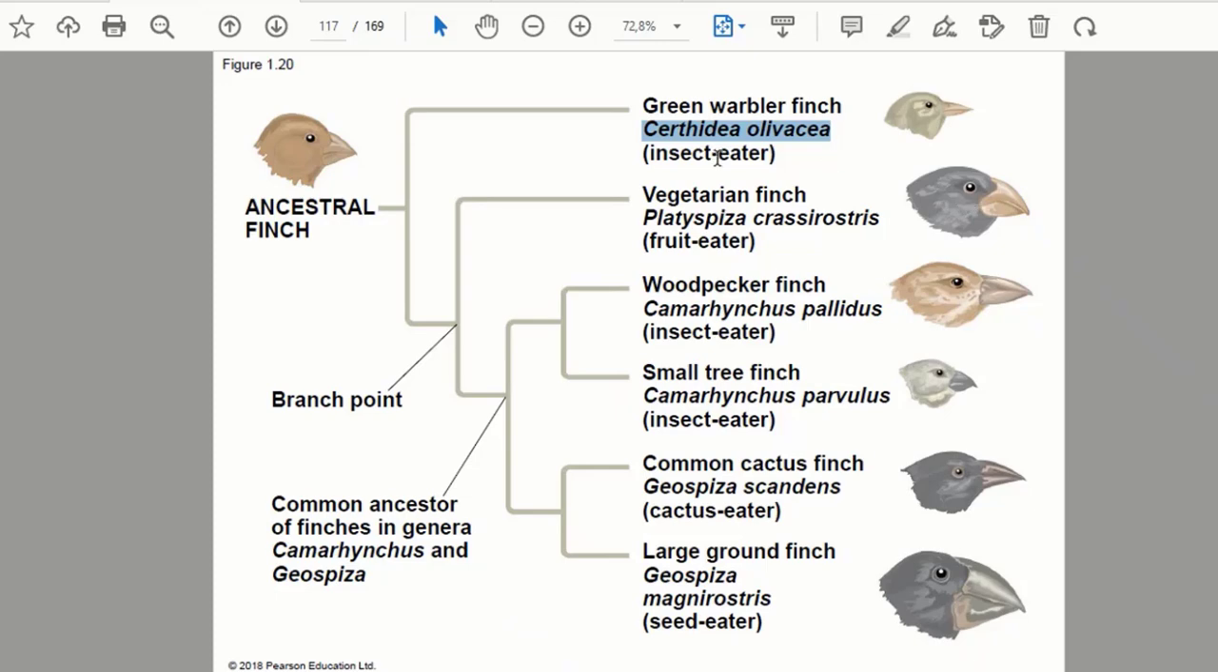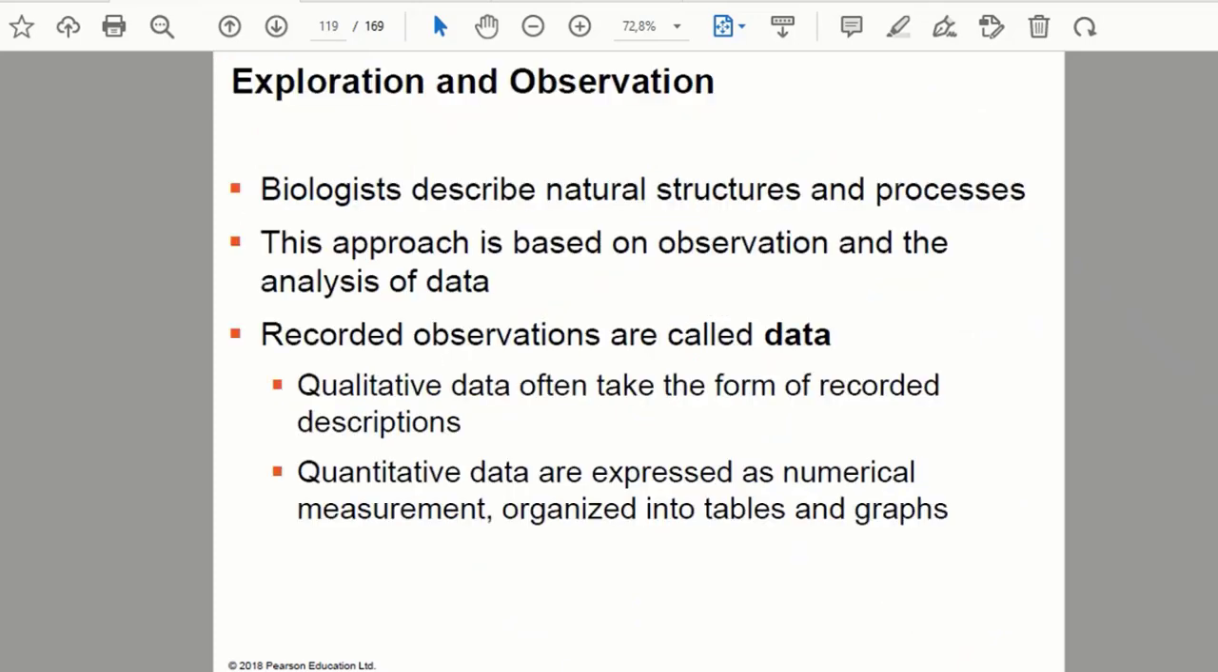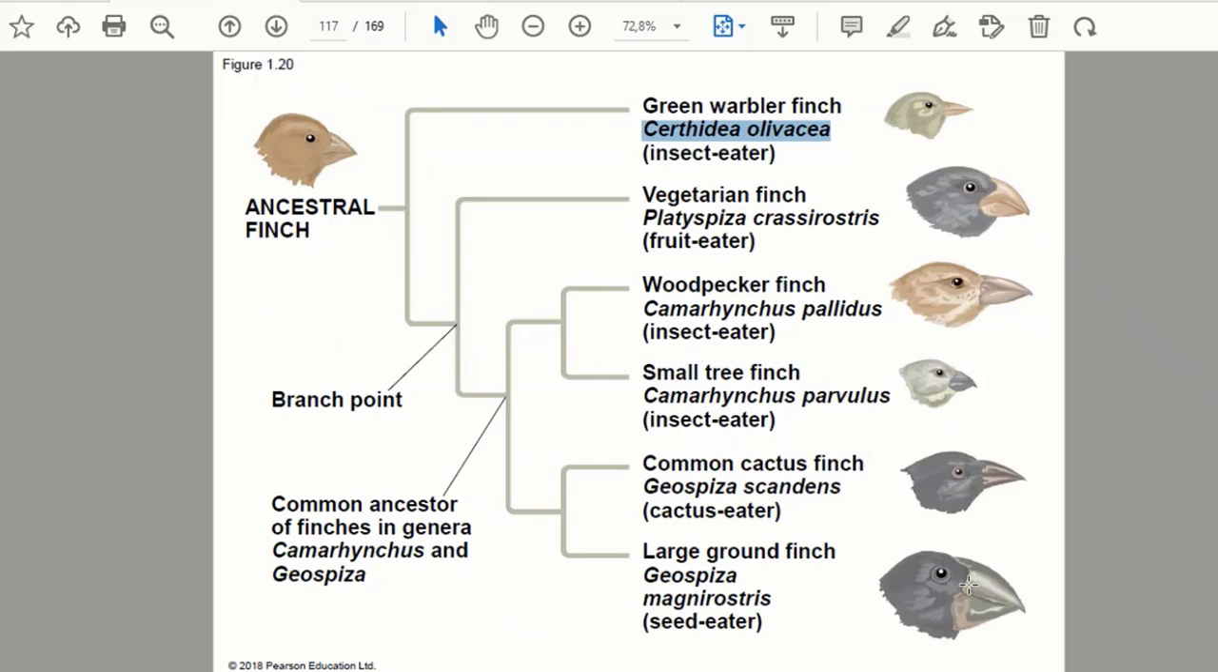This one feeds on insects. There's a woodpecker finch, which is among the most commonly known, and is an insect eater as well. Then there's a small tree finch, which is also an insect eater. And in another branch, there's a common cactus finch, which is a carcass eater. And there's a large ground finch, which is a seed eater, which means that this one feeds on seeds.